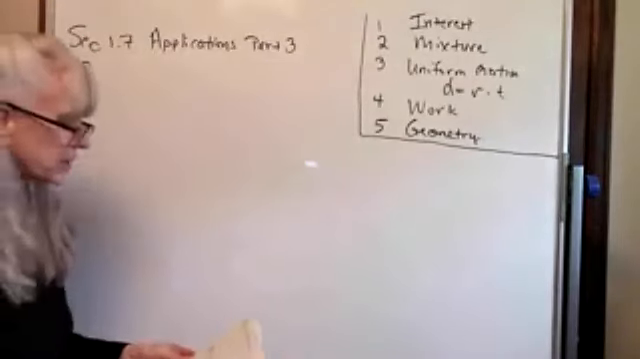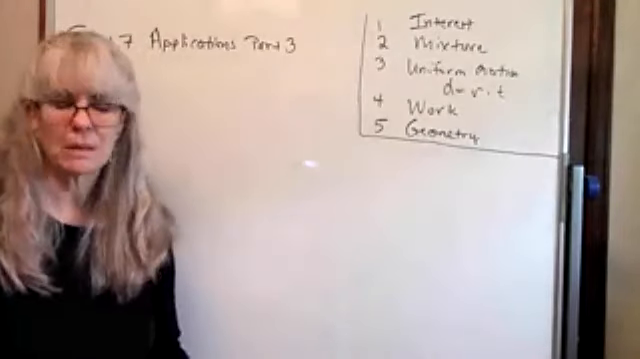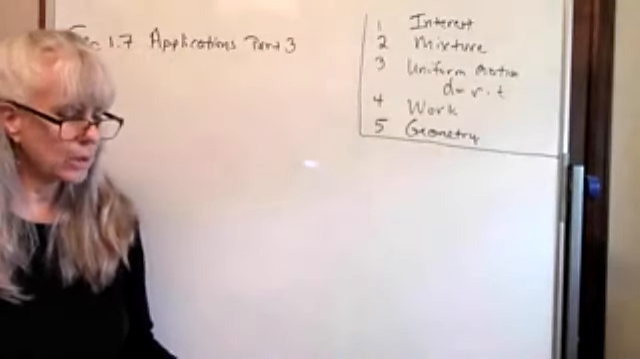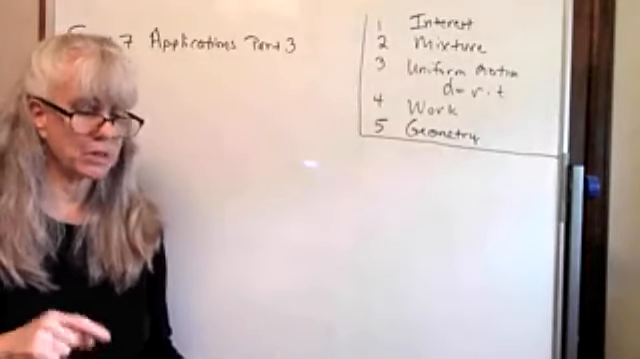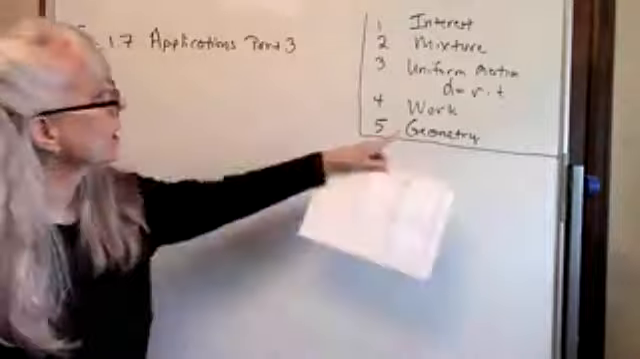So example 4 says, Trent can deliver his newspaper in 30 minutes. It takes Martin 20 minutes to do the same route. How long would it take them to deliver the newspapers if they worked together? So again, we're accomplishing a job. This is what I call a work problem.